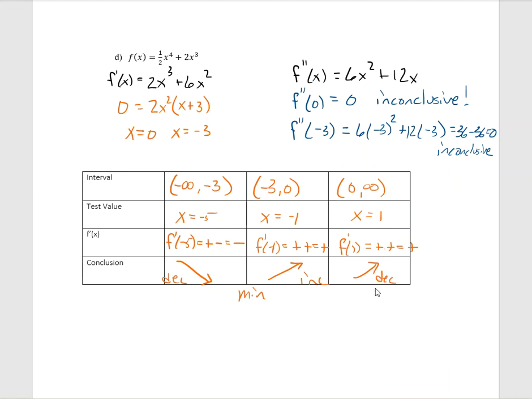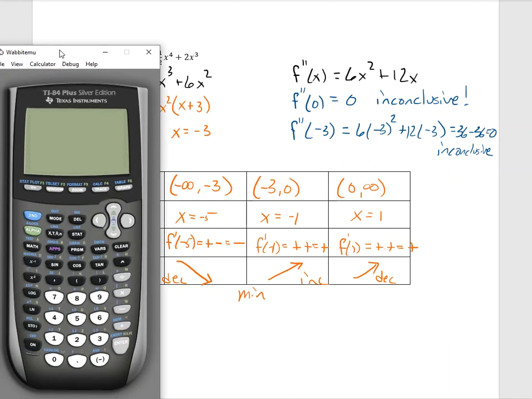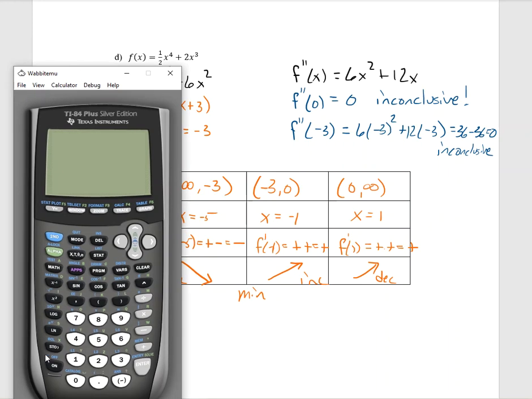Now, I don't know about you, but I'm always curious, right? When we get something like that, it's not the normal pattern. It's not the usual. So let's pull up a calculator here. I'm going to pull it over onto our screen. Let's take a look real quick at the graph of 1/4 x to the 4th plus 2x cubed.